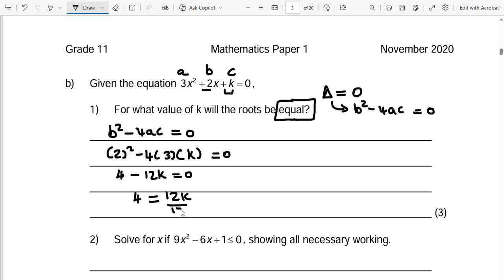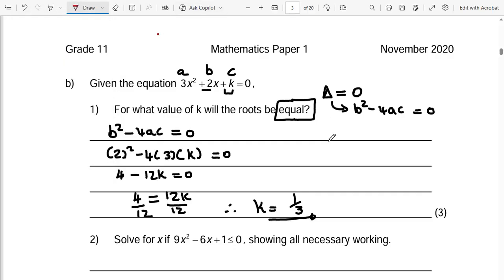12K, divide both sides by 12, which gives us K. 4 goes into 4 one time and 4 goes into 12 three times. So the answer is 1 over 3. That's your K.